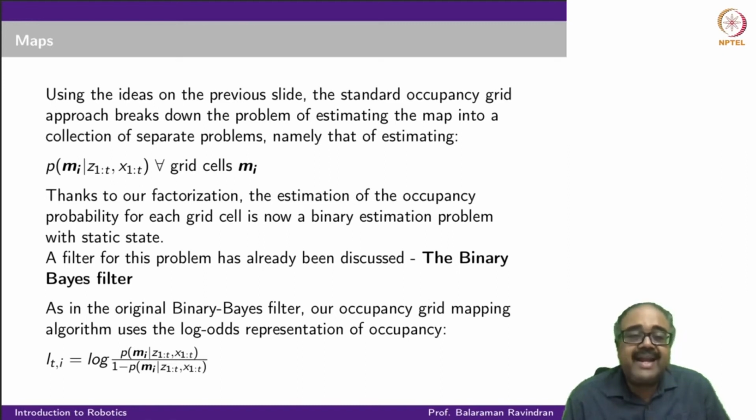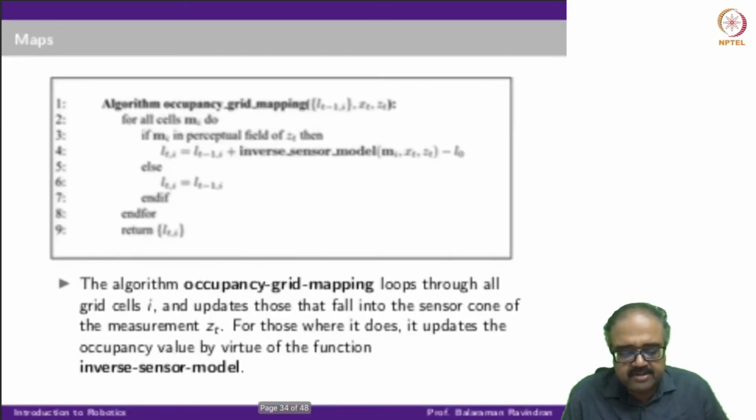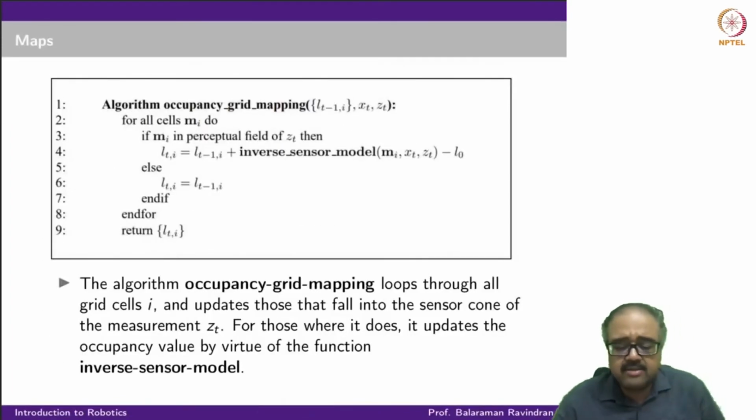Instead of looking at the state x given a sequence of observations, I'm going to look at the probability of m_i given the sequence of observations and the sequence of states I have seen. It's exactly the same algorithm. So instead of looking at it as a state estimation algorithm, I'm going to run the binary Bayes filter with static state algorithm to solve the occupancy grid mapping problem, using the same kind of log odds representation of occupancy. So this algorithm should look very familiar to you. You can go back and look at the binary Bayes filter with static state algorithm.